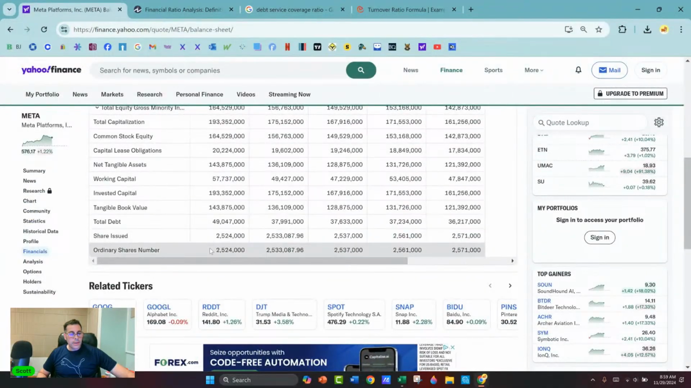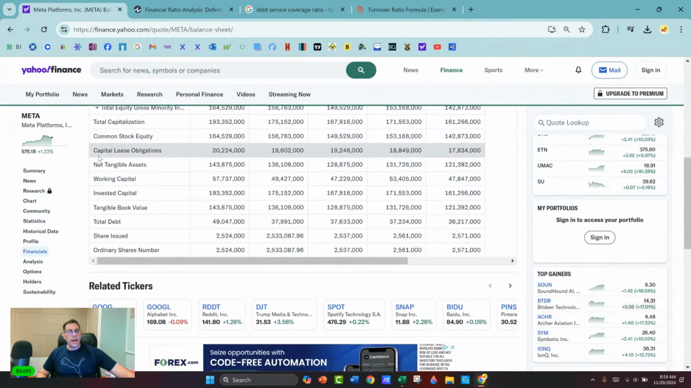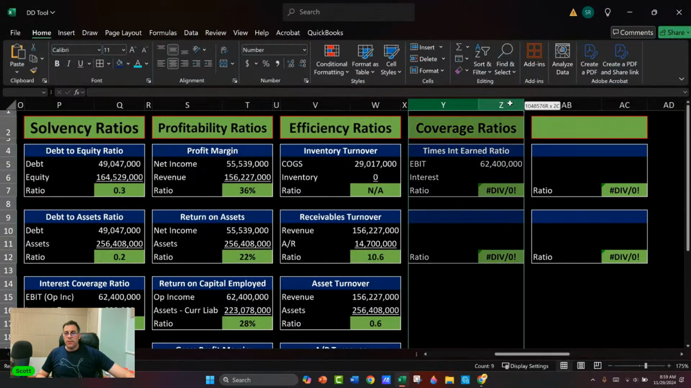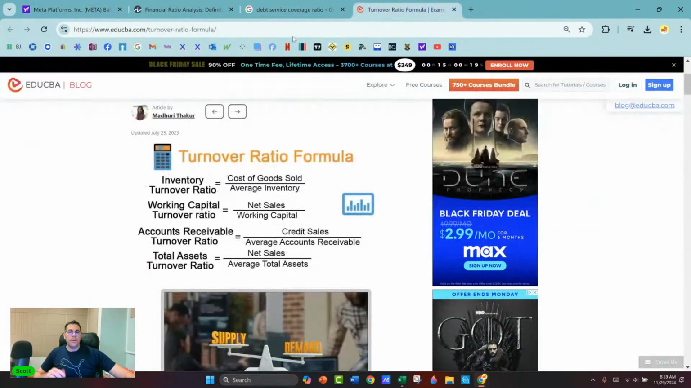Okay, they have the shares issued, total debt, invested capital. They kind of do capital lease obligations. I guess that's the same. I'm going to hold off on this for now. Maybe I'll do it in part 2.